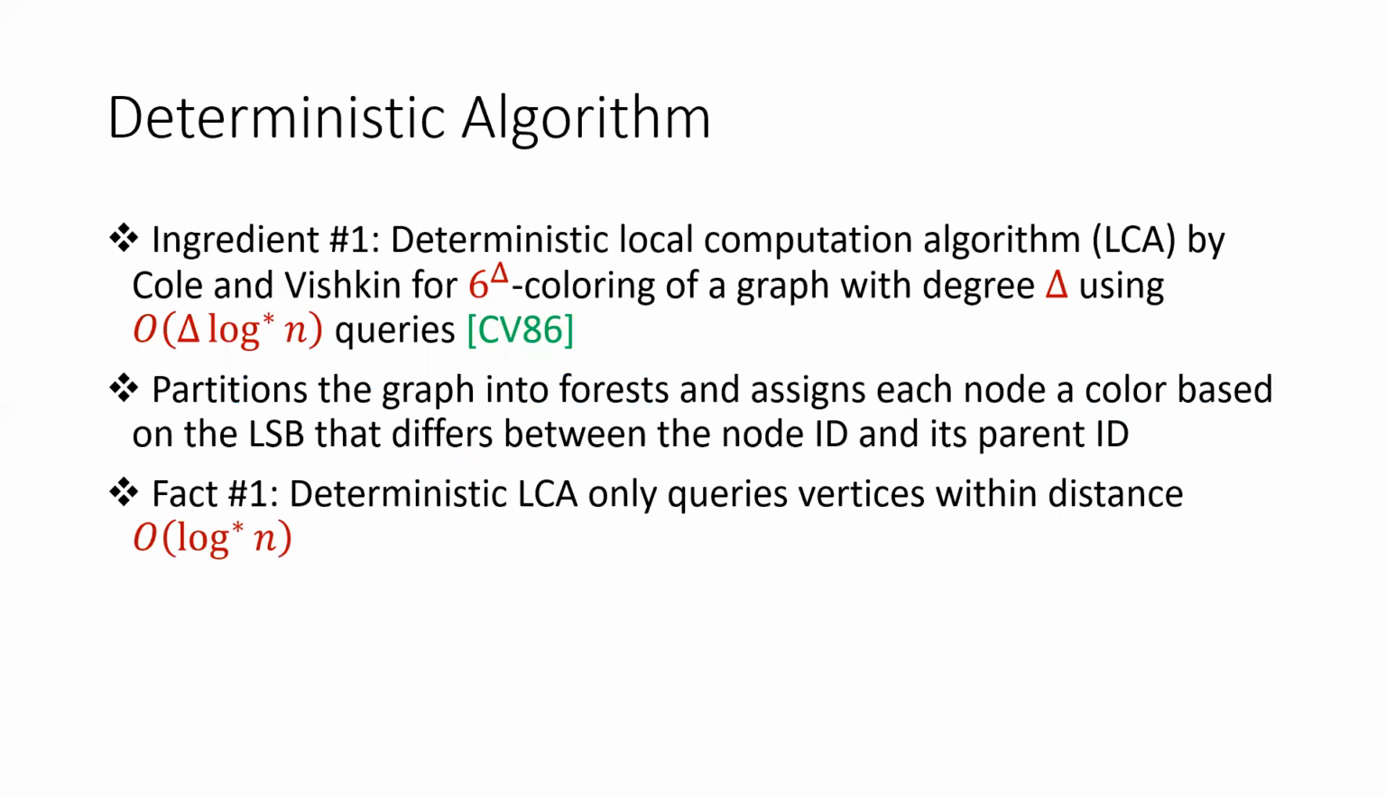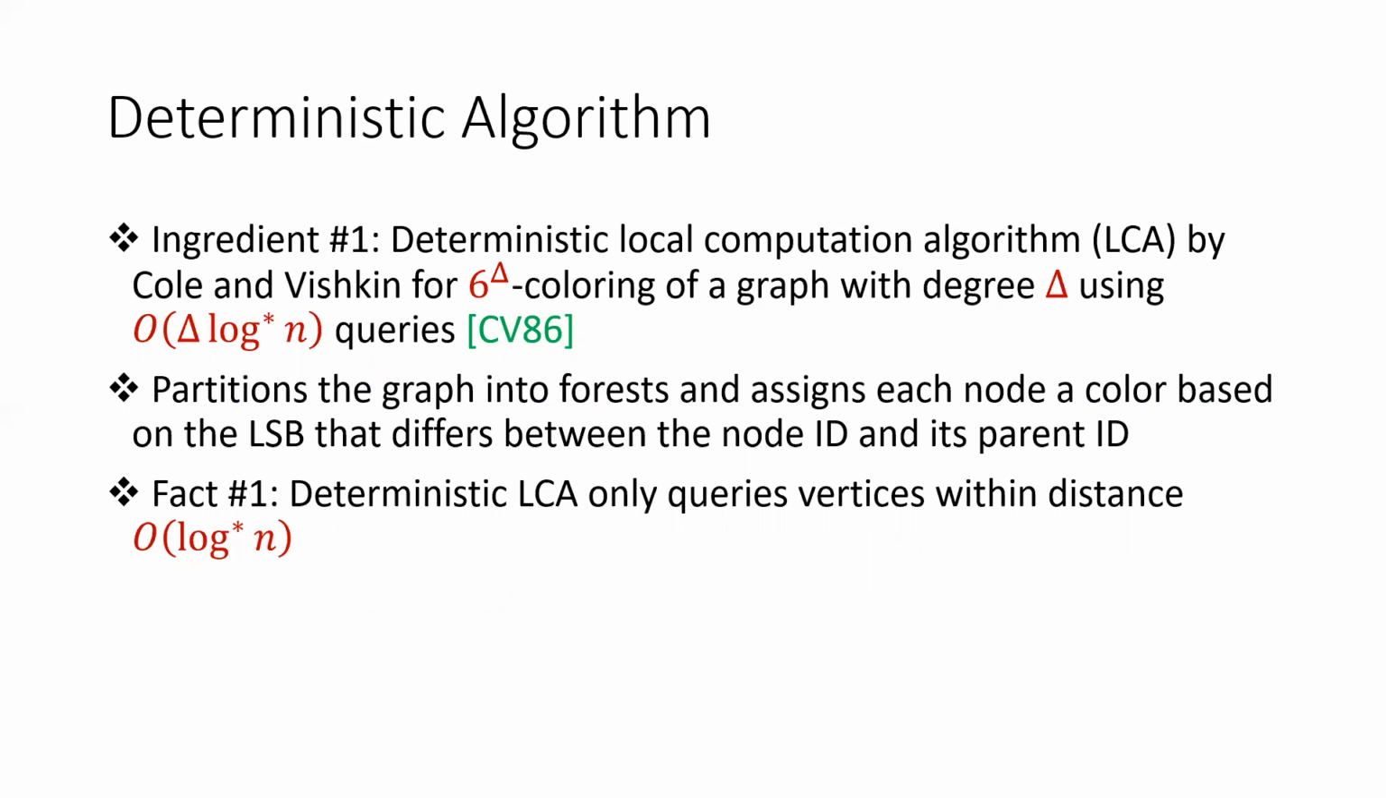Our deterministic algorithm uses 2 ingredients. The first ingredient is a deterministic local computation algorithm by Cole and Vishkin that produces a 6 to the delta coloring of a graph with degree delta. The LCA uses delta times log star n queries and has the property that the LCA only queries vertices within distance log star n.